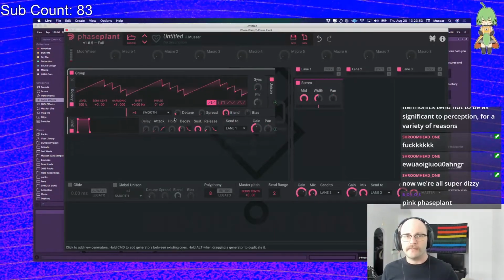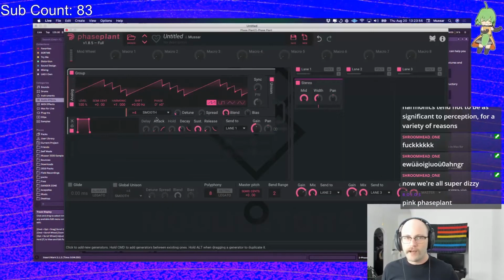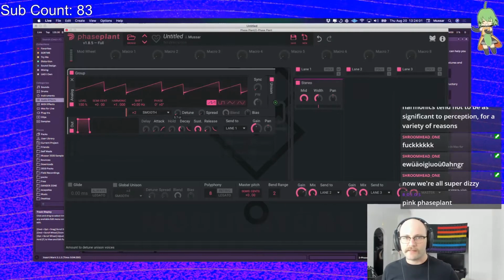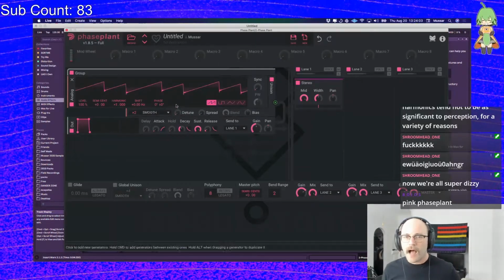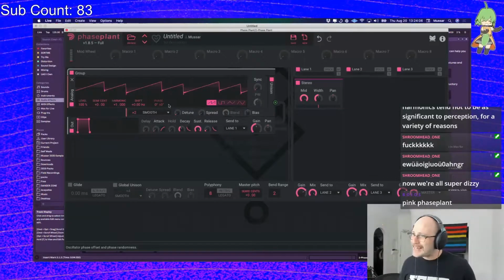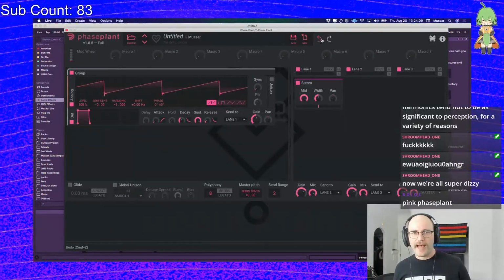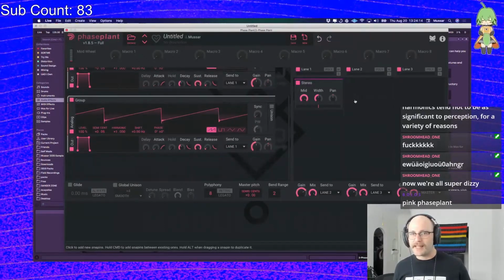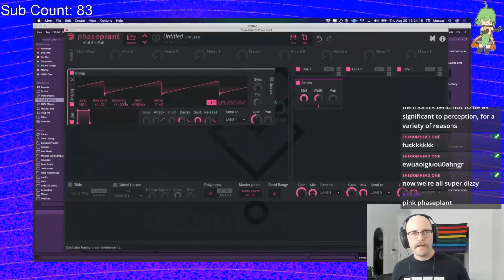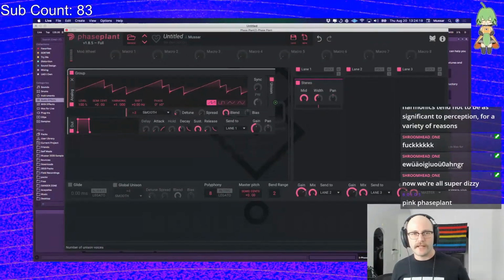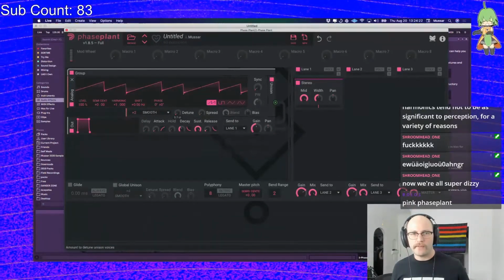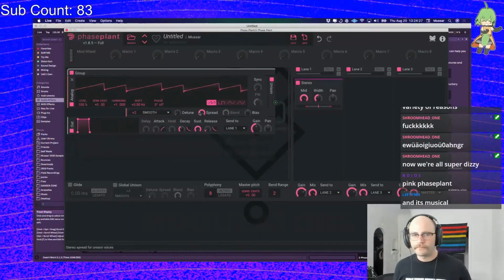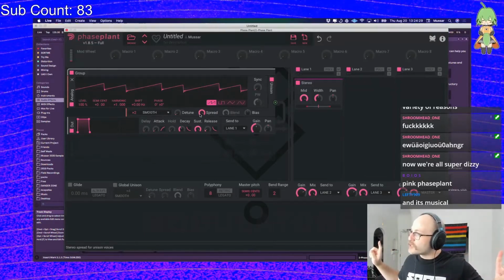If I turn on unison, right now, if I have this on 2 and set this to 5 cents, I've just made the exact same thing as this. I just made the exact same thing, except the pan is completely centered on both. But if I start increasing the spread amount, it pans them away from each other.